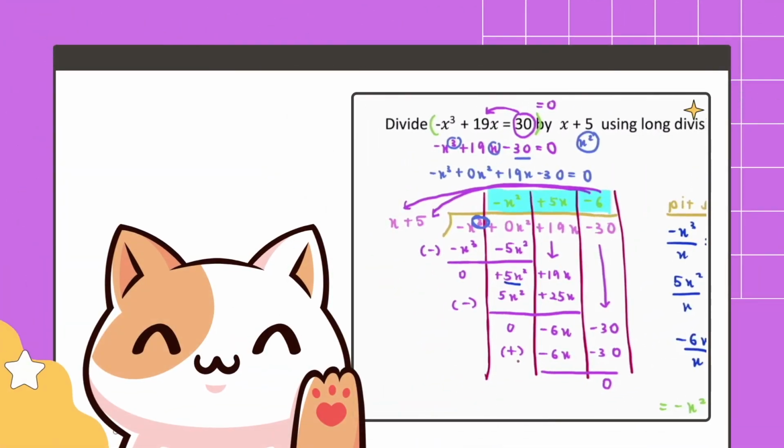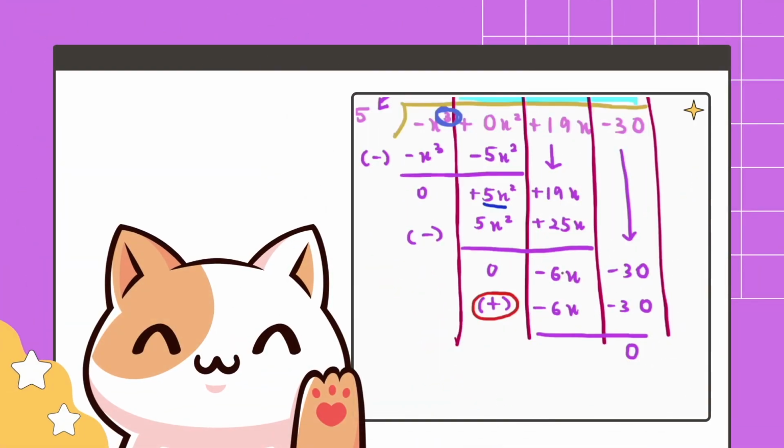But did you notice? We made a mistake. Change the positive symbol to a negative symbol. Now it actually equals 0.